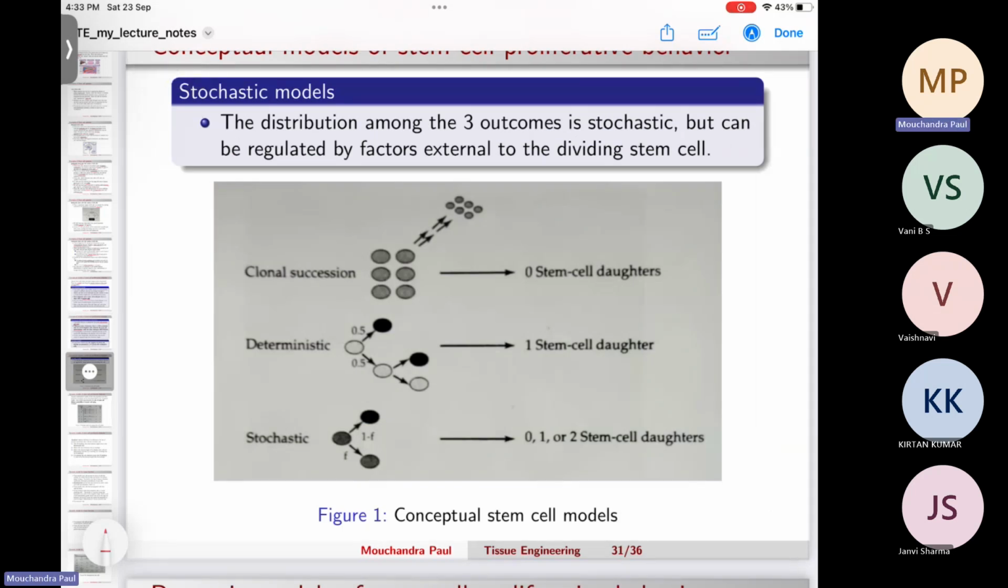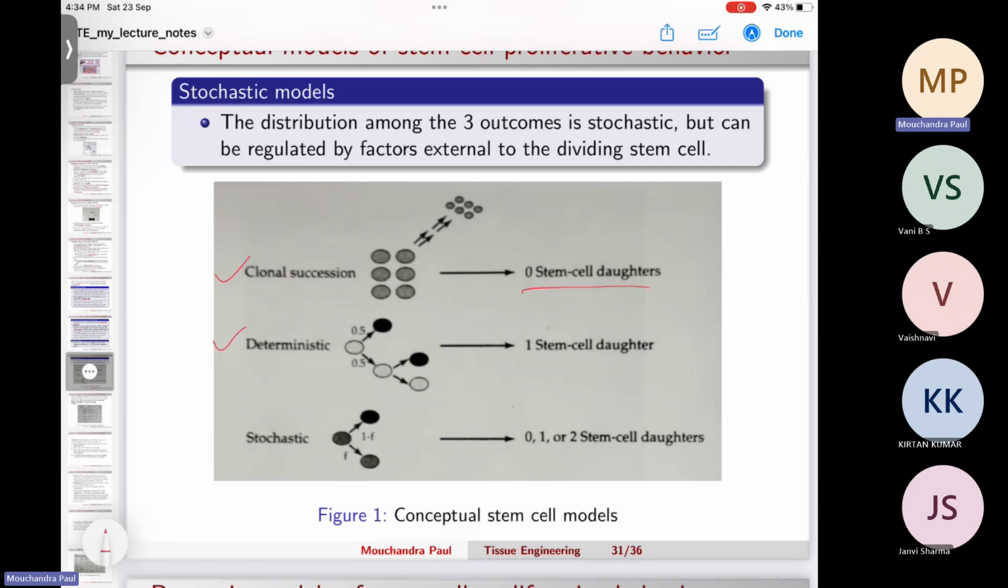So this figure here will help you understand in a summary manner what I have discussed so far. I have discussed 3 models that have been proposed for how stem cell division takes place. The first model is the clonal succession model, where upon the division of the stem cell, all of these cells are differentiating. There are 0 stem cell daughters. So the reservoir is completely depleting after every division, correct?